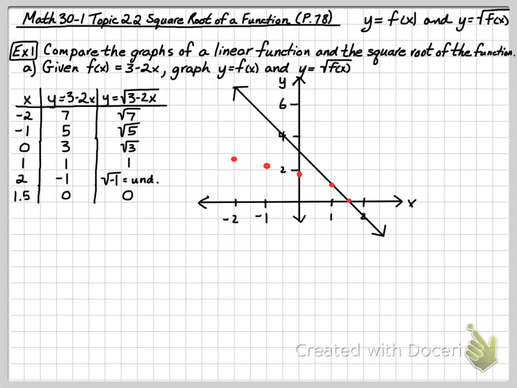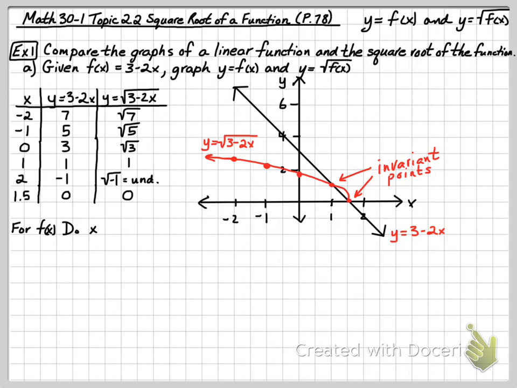So there are 2 points that are going to be the same in both graphs. Those are going to be invariant points, and when I draw the curve in, that's what it's going to look like. The red curve is the square root of 3 minus 2x, and the line is 3 minus 2x. And there you have your invariant points.